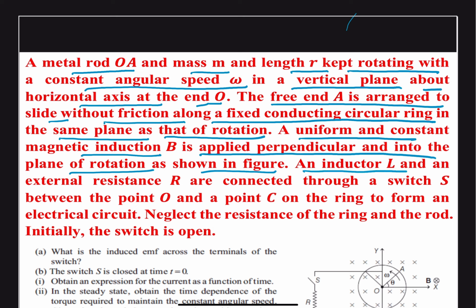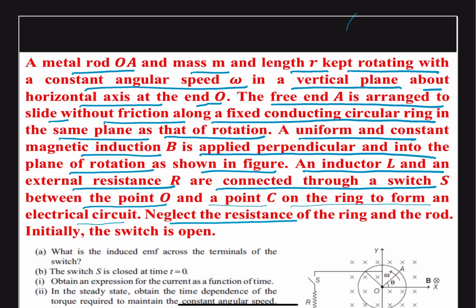An inductor L and an external resistance R are connected through a switch S between point O and point C on the ring to form an electrical circuit. Neglect the resistance of the ring and the rod. Initially, the switch is open.